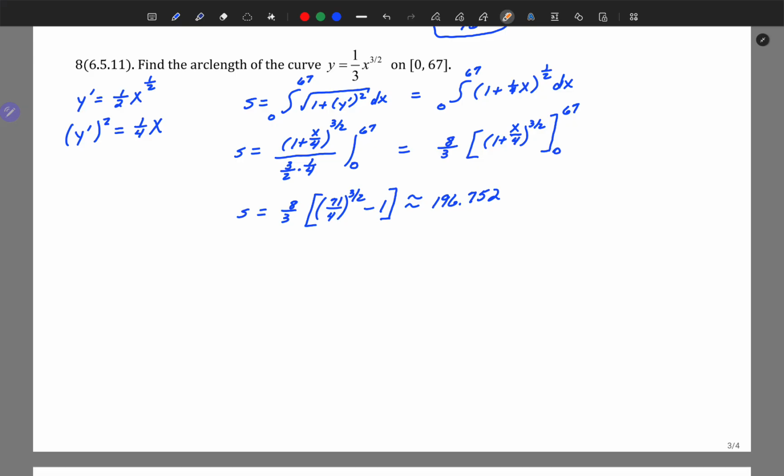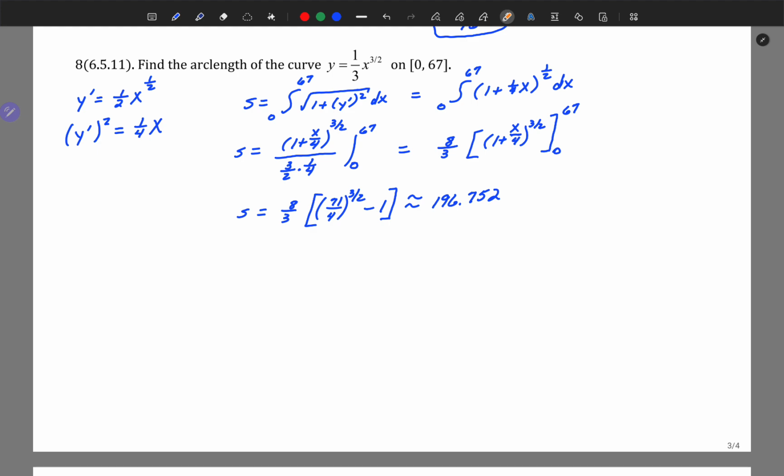Then I knew I could integrate that. Any linear function raised to a power, we can say, is that same linear function raised to the power plus 1 power, so to the 3 over 2 power, divided by that new exponent, 3 over 2, and divided by the derivative of the inside. That's where that 1/4 came from. And then we evaluate from 0 to 67.